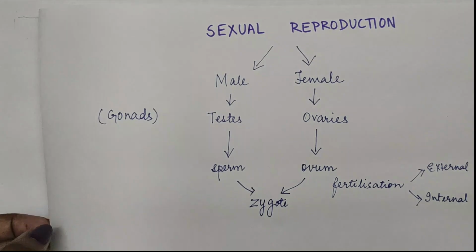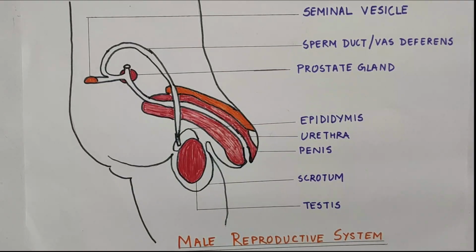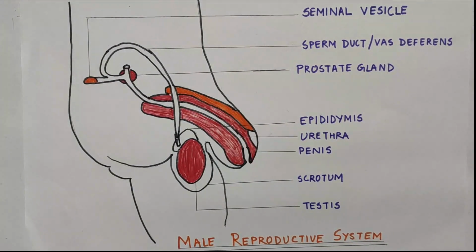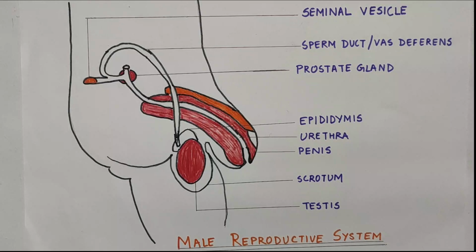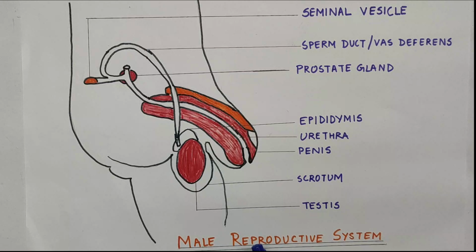Now let us go and understand the male reproductive system. Here you can see the male reproductive system. This is the diagrammatic view of the organs of the male reproductive system. You can see some parts labeled here, which are needed for you in Class 8.